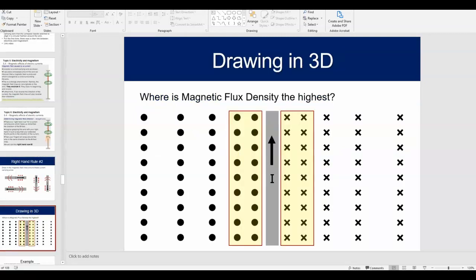Now if you want to be more specific about what the magnetic field lines look like, here is a situation where you have a current-carrying wire and the current is going up. You can check with your right-hand rule number 2 to make sure that these magnetic field vectors are drawn correctly. Notice the spacing though, they become more and more spaced out the farther you get from the wire.